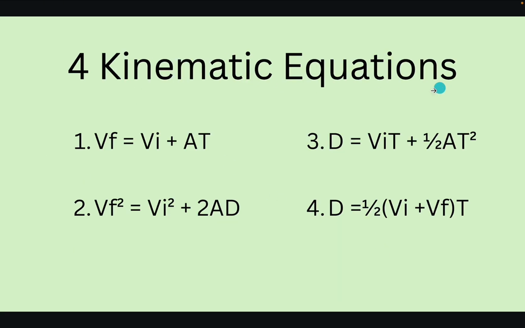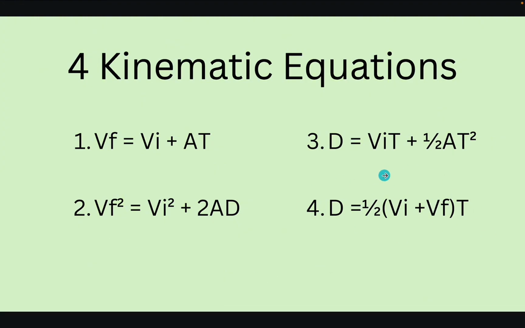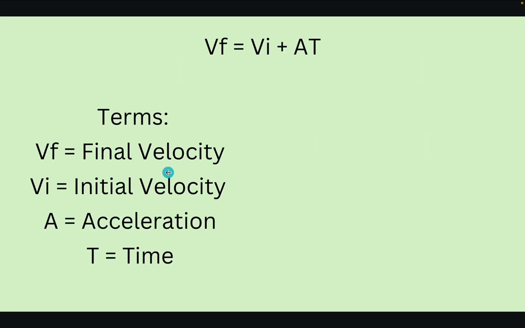These are the four kinematic equations that we will be discussing. And as you can see, they're all laid out here. But just so that we can dissect them one by one, let's start out with the easiest one of them all. This is Vf is equal to Vi plus At. So you can see here the terms are Vf is equal to final velocity, Vi initial velocity, etc., etc.